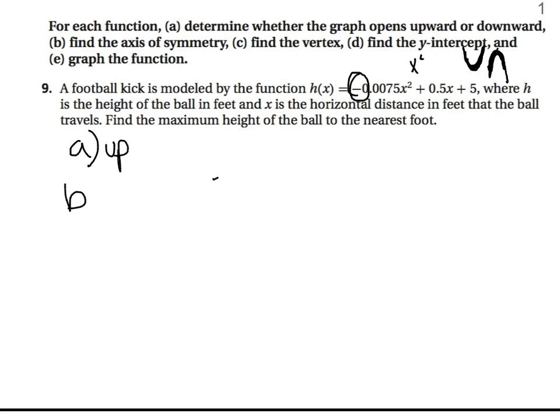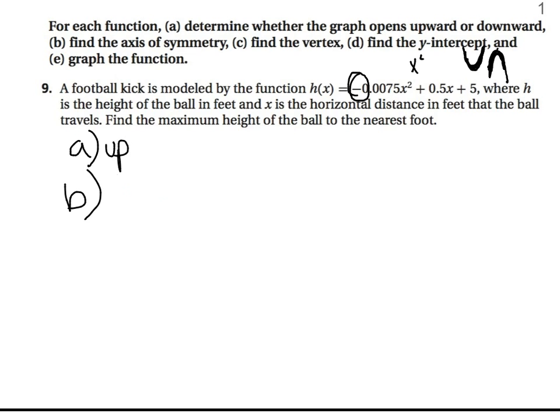Now for B, it says find the axis of symmetry. The axis of symmetry can be found in a number of different ways. Remember what that means is that if we have either that or that, the axis of symmetry is right down the center. Because symmetry means symmetrical, it's the same on both sides. So we're trying to figure out where it is the same on both sides.